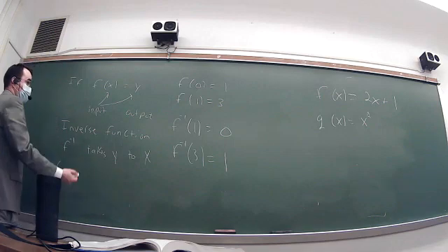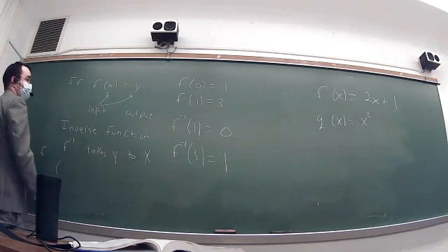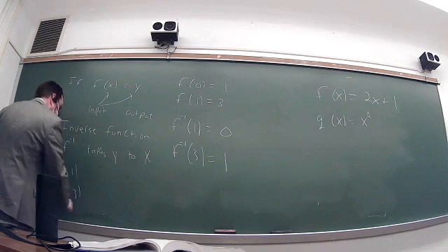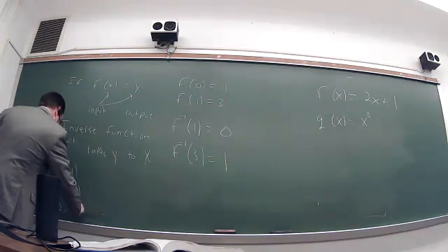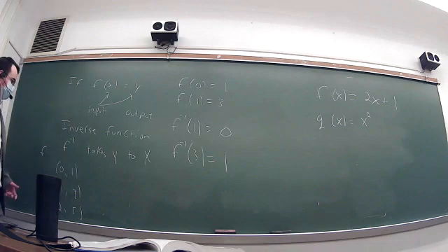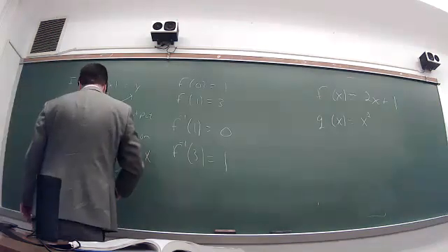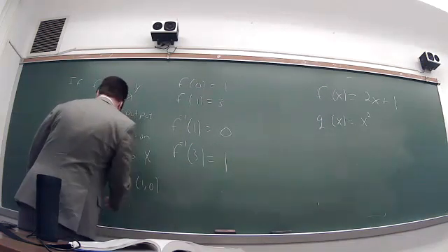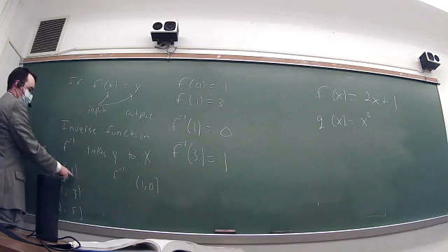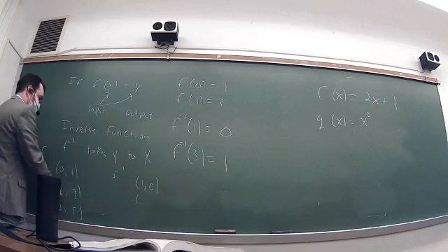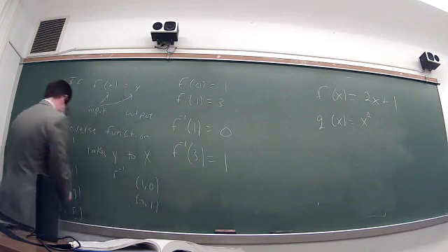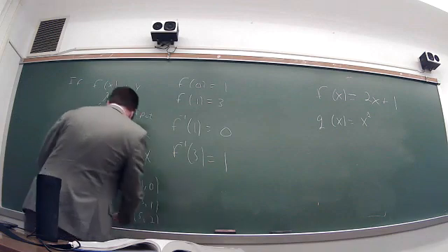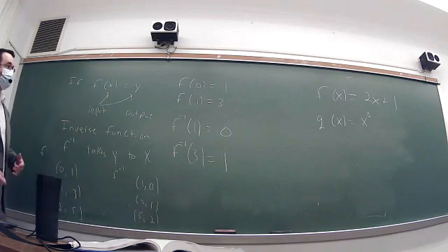So if your function was given by 0, 1, 1, 3, 2, 5, then for your inverse function, all these would be swapped. Your inverse function would have to take 1 to 0, since this took 0 to 1. It would have to take 3 to 1, since this one took 1 to 3. It would have to take 5 to 2, since this one took 2 to 5.